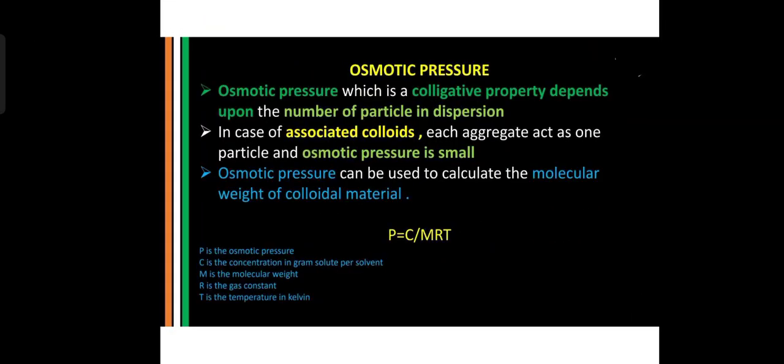Next one is the osmotic pressure. What do you mean by osmotic pressure? This is the pressure needed to stop the movement of particles through a semi-permeable membrane. Osmosis means when a substance or liquid passes through a semi-permeable membrane. And osmotic pressure means the minimum pressure which is required to stop this movement. So that is the osmotic pressure.